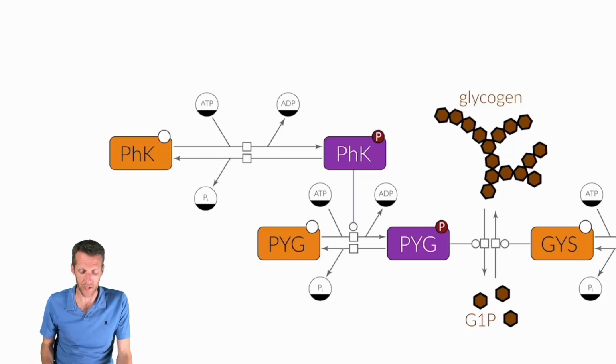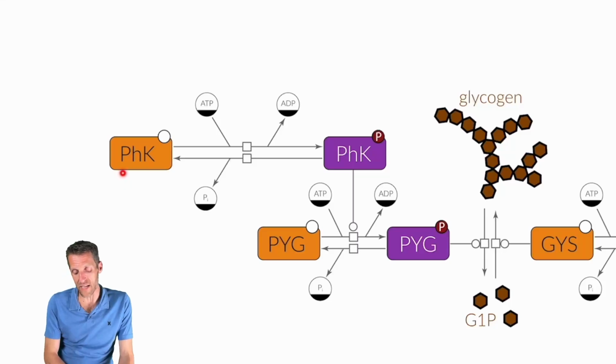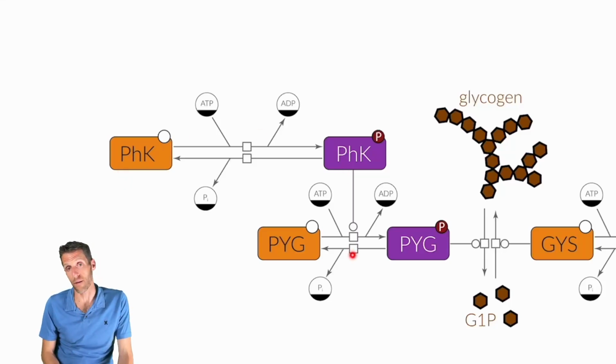But if we look at this switch, what we see is PYG is phosphorylated to be made active. It is phosphorylated by another enzyme called PHK. So PHK takes an ATP, takes a phosphate off of it, sticks it onto PYG. PHK, it turns out, is also in the same form, that it is phosphorylated, and it phosphorylates PYG. Okay? So if this is phosphorylated, glycogen gets broken down.